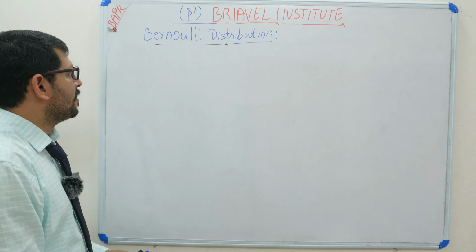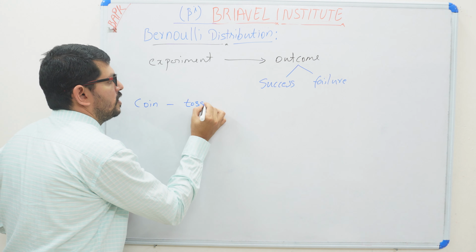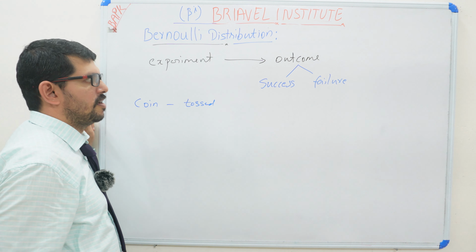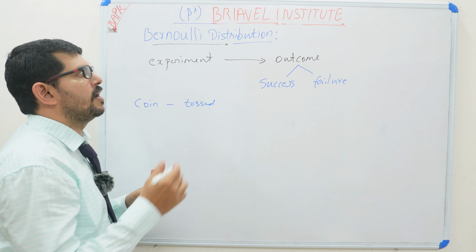A coin. I tossed one coin one time. So what will be my outcomes? My outcomes are my sample space. I can write my sample space S is equal to head or tail. So now my sample space is my outcome. What are the possibilities? My sample space will be head or tail.